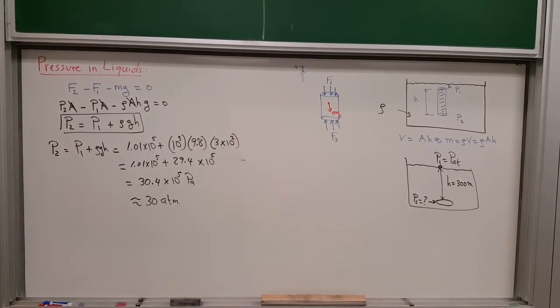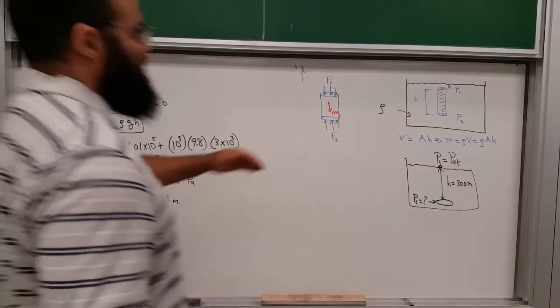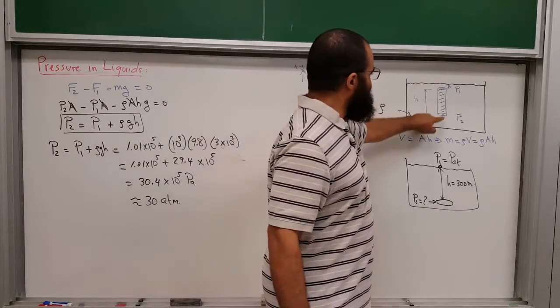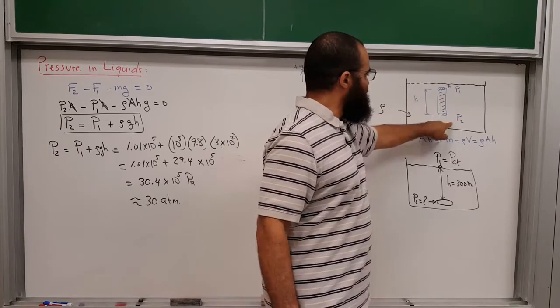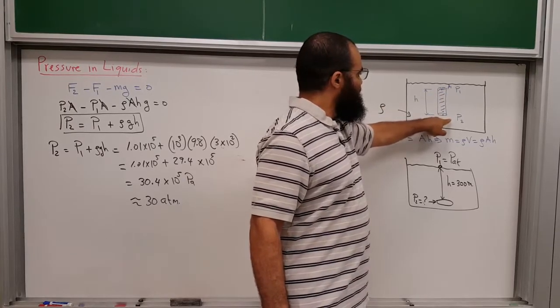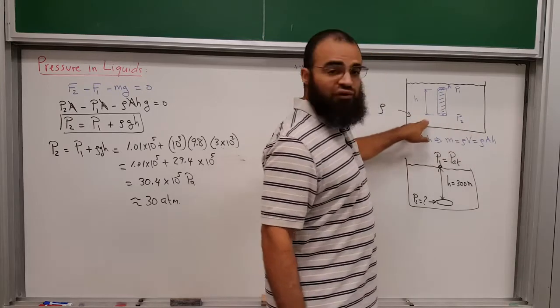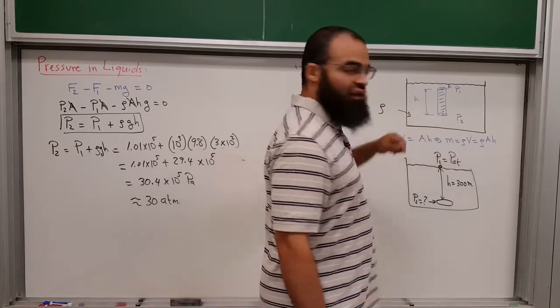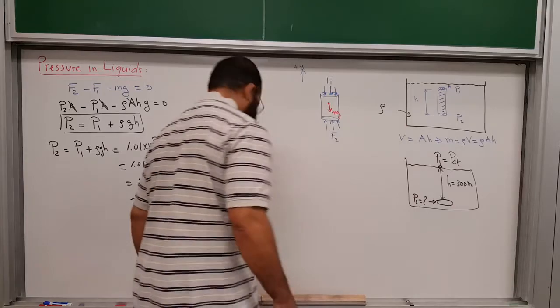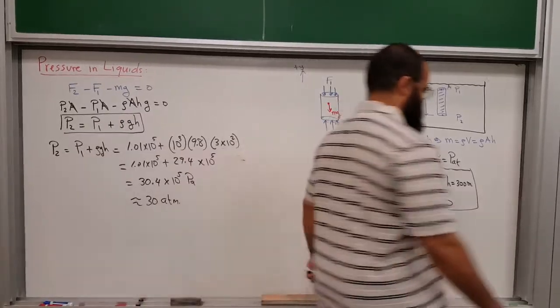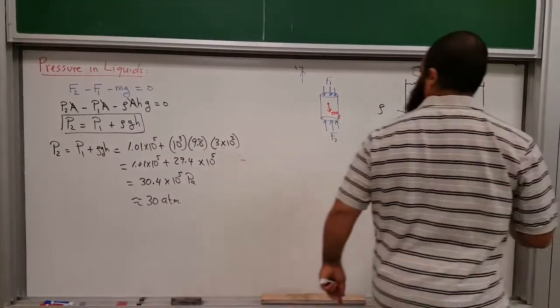Now, if you're at the same depth, do you have the same pressure? And the answer is yes, but let's argue. So we said, if you're here and you go right below it, if the pressure here is P1, the pressure here is P2. But what if I go across? If the pressure here is P2, is the pressure here also P2 at the same level? The answer is yes. Let's see why. Newton's laws again.